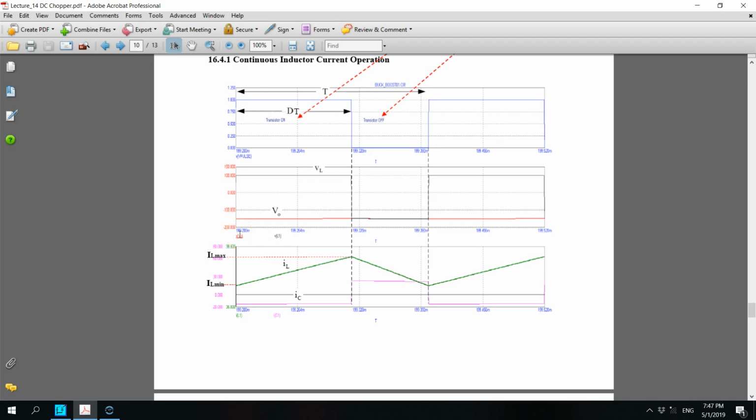The capacitor, the last section in this buck boost converter, is how to determine the equation for the ripple voltage, and that will help us in finding that.